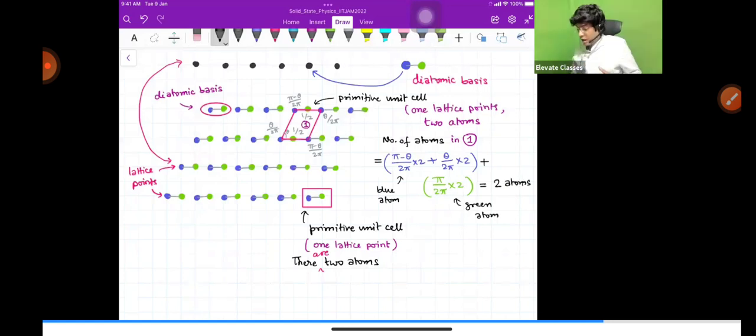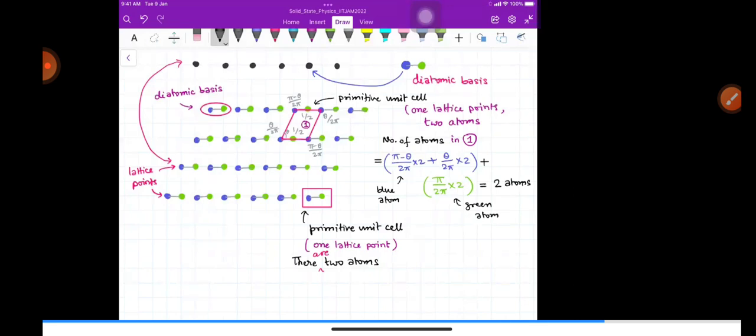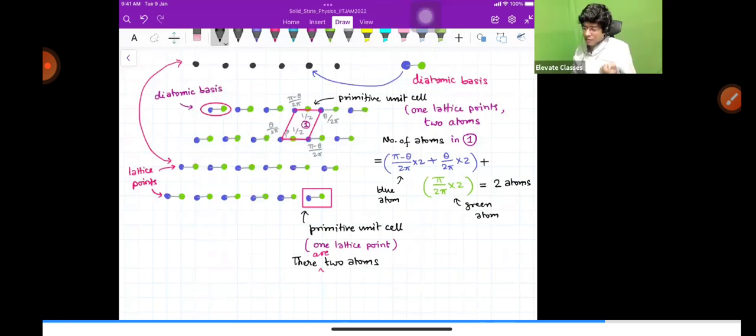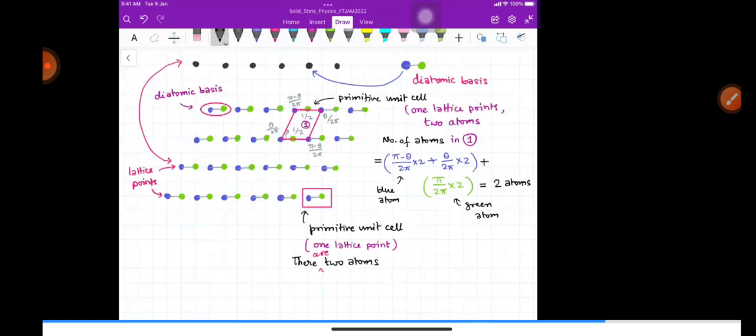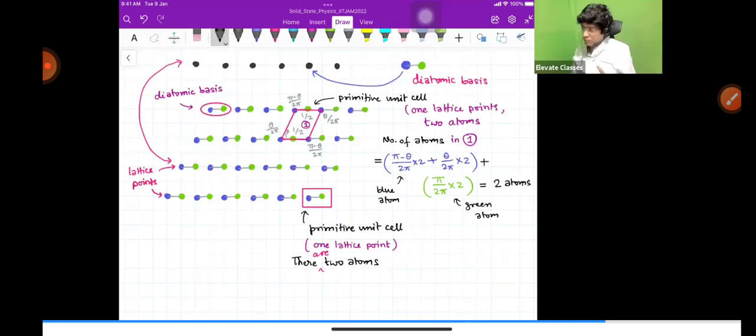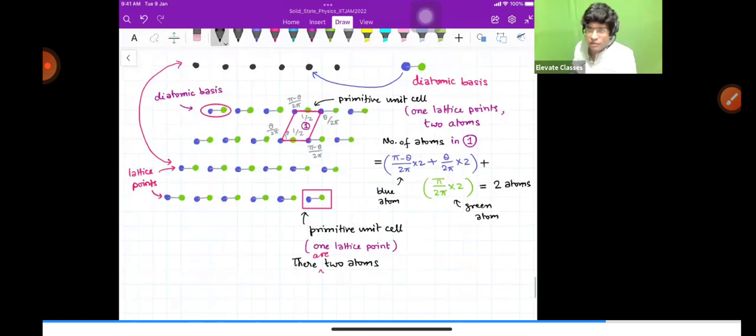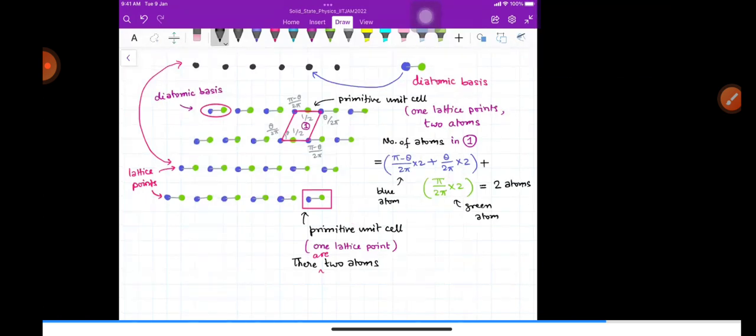अगर ये पूछेगा how many blue atoms in a primitive unit cell, तब क्या बोलेगा? What is the answer to that? How many blue atoms in a primitive unit cell? 1, sir. 1. How many green atoms in a primitive unit cell? 1, sir. 1. But if they talk about atoms, then 2. ठीक है? इतना clear है? Is it clear till now?